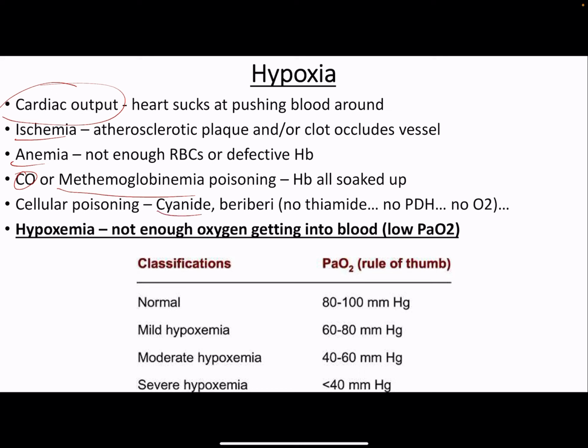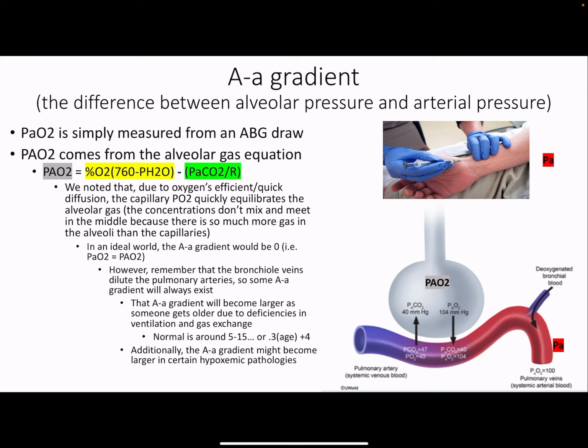Cellular poisoning, so cyanide: you can't use your oxygen because complex 4 is being inhibited. Beriberi: you can't go through aerobic cellular respiration because you need thiamine to fuel the pyruvate dehydrogenase complex. And then hypoxemia is the one that we're really going to focus on here, where we're not getting enough oxygen into the blood. Normally this should be about 80 to 100, so anything less than this is going to be considered hypoxemia.